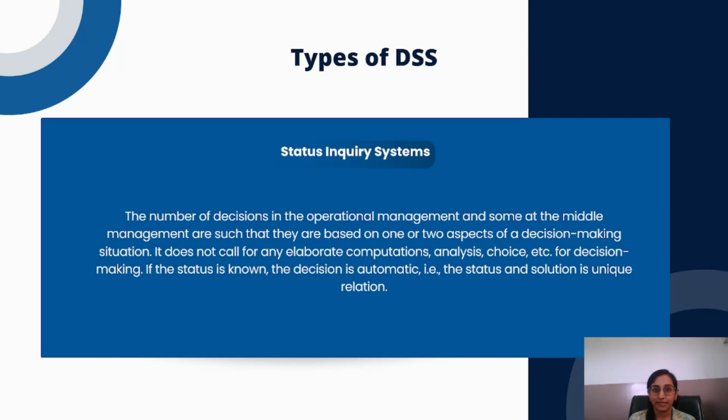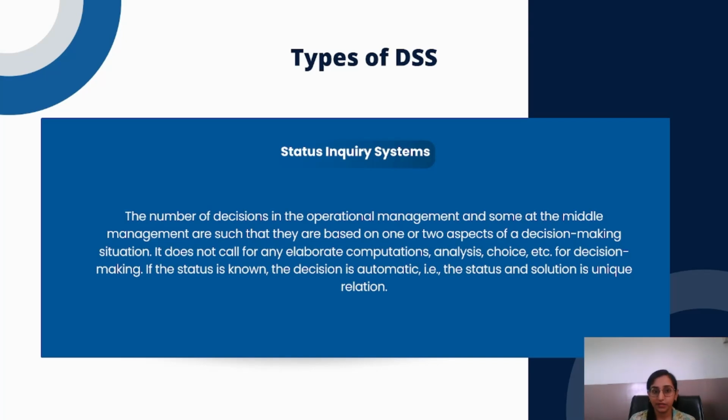One type of DSS is the status inquiry system. This system is particularly useful for decisions that don't require complex analysis or computations. Many decisions at the operational management level and some at the middle management level are straightforward and based on specific aspects of a situation. These decisions are often routine and repetitive.